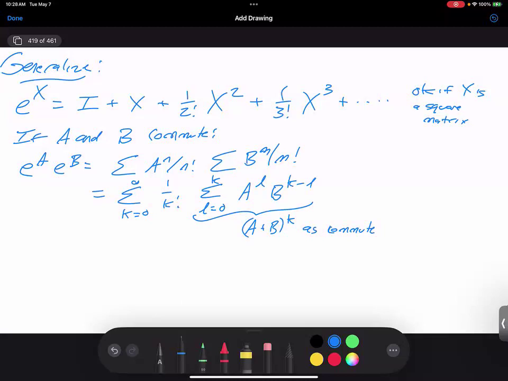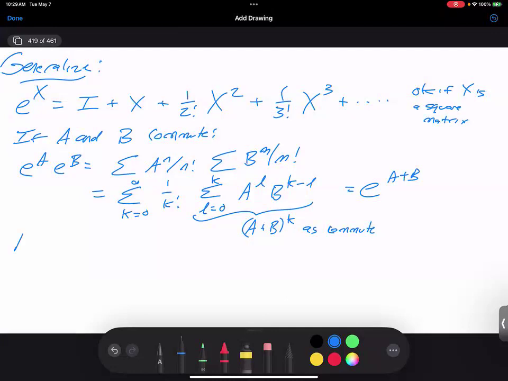In general, that's not going to be A plus B to the k. You'll have A to the k, and then you'll have A, B, A, B, A. You can't just combine those things. But if they commute, you can, and then you get e to the A plus B. So if A and B commute, e to the A, e to the B is e to the A plus B. If they don't commute, it's going to be much harder.